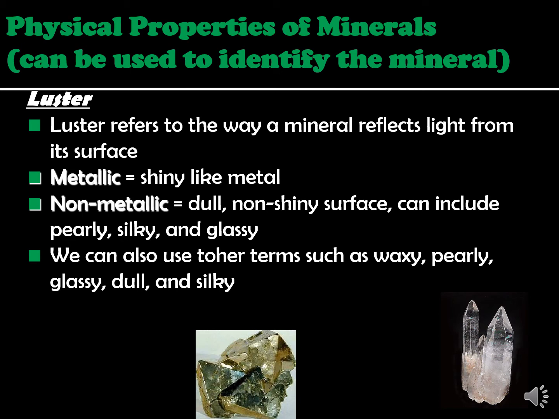Luster. Luster basically is how it reflects light. So metallic, obviously, is shiny. Non-metallic is dull, non-shiny, and can be pearly, silky, or glassy. And again, you can see metallic here, non-metallic here. We can also use terms such as waxy, pearly, glassy, dull, and silky.